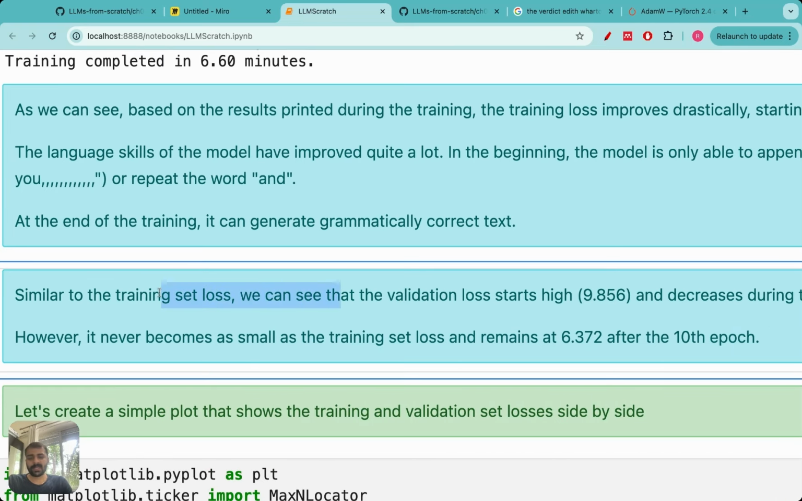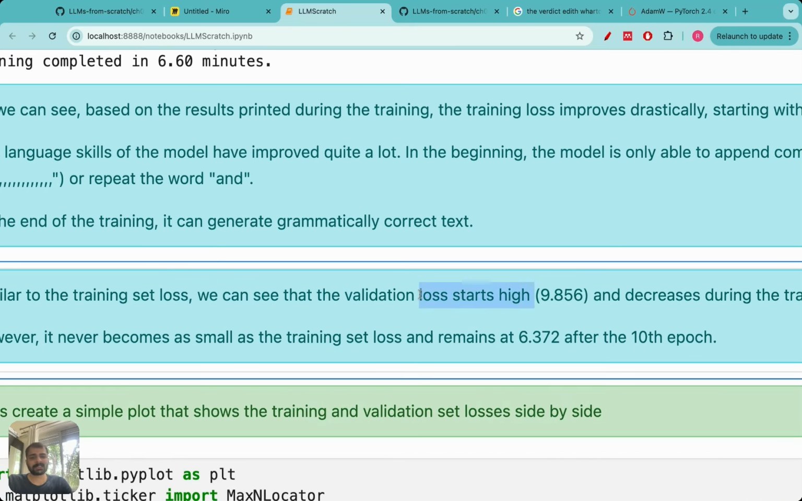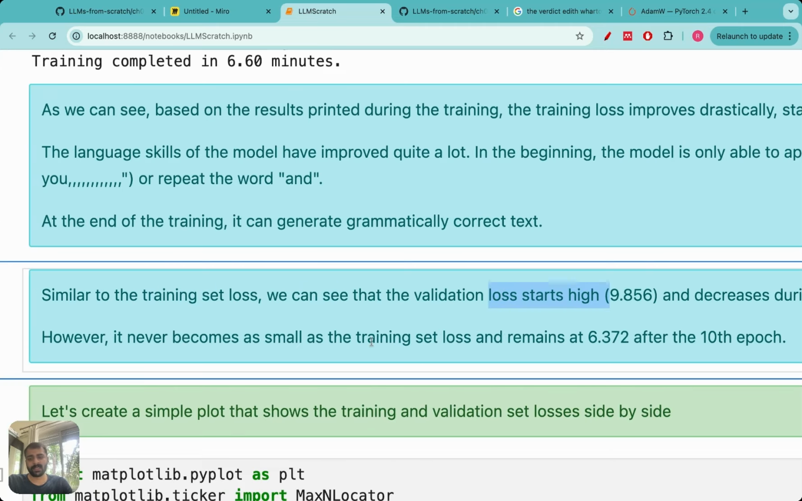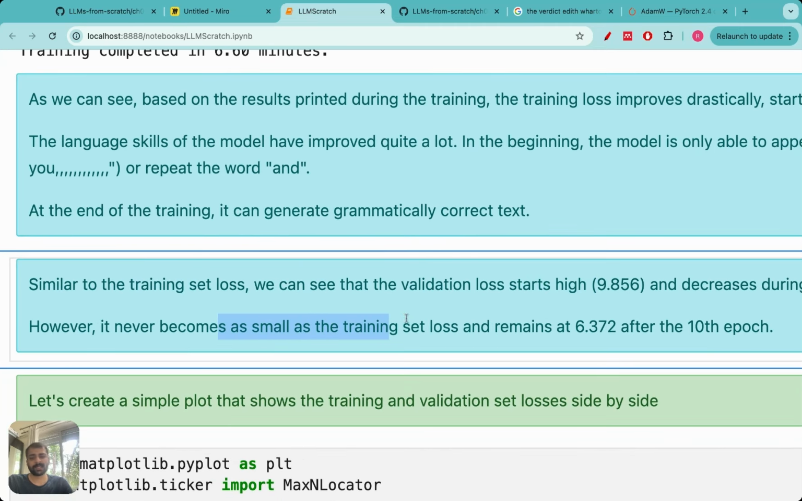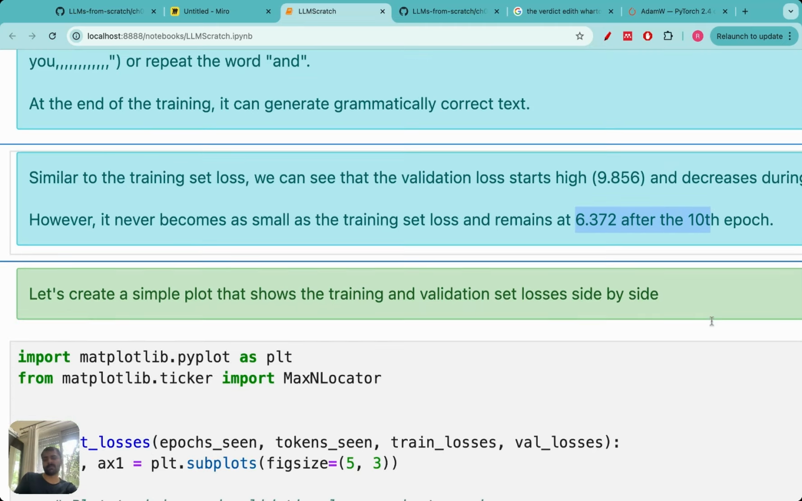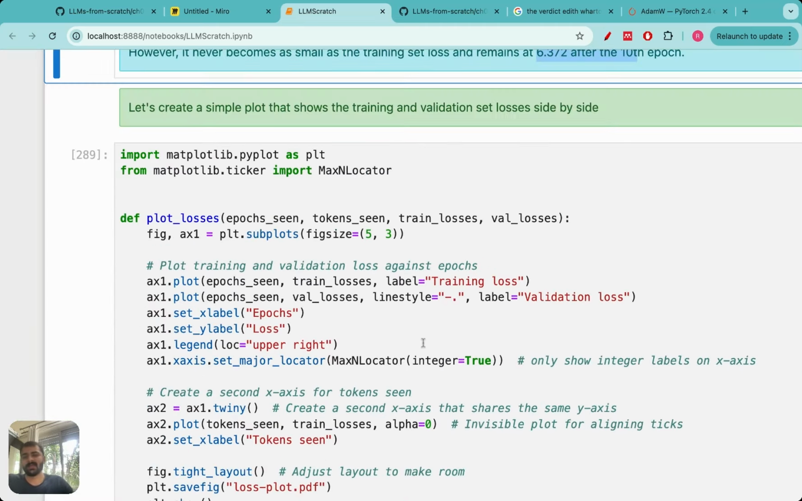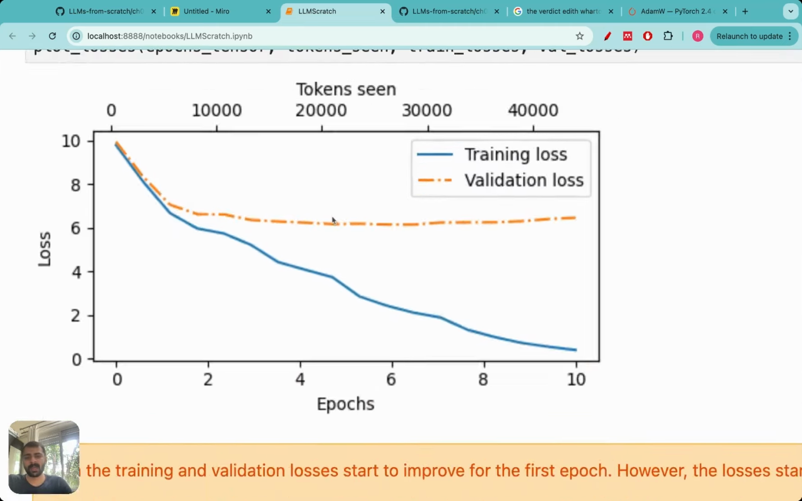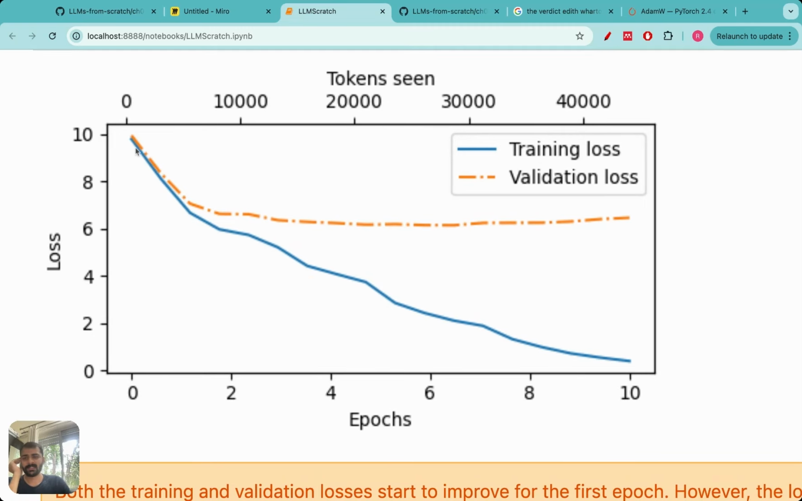Okay, so similar to the training set loss, the validation loss starts high and decreases during the training. However, it never becomes as small as the training loss and it stagnates at 6.372 after the 10th epoch. What we can do is that we can even create a plot which shows the training and the validation loss. So you'll see that the training loss continuously goes on decreasing as shown by the blue line. The validation loss, on the other hand, decreases and then remains stagnant.